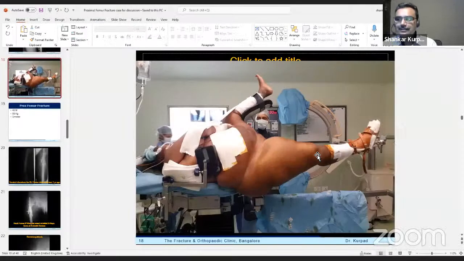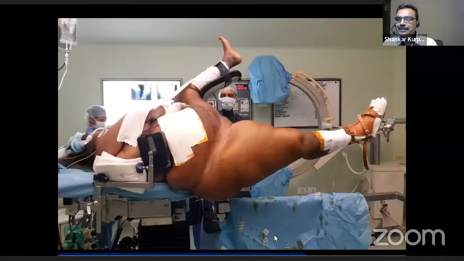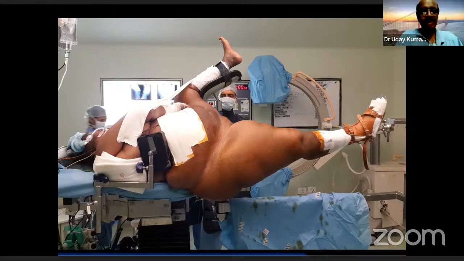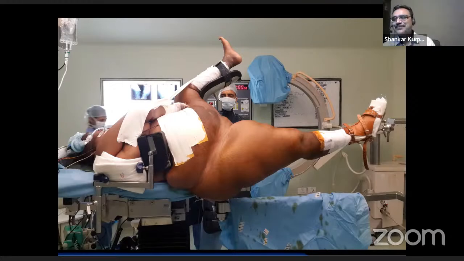This is just to show our friends that sometimes we get patients like this. So this is just a comment to Dr. Desai. What is the weight of the patient? When last weighed, 145.